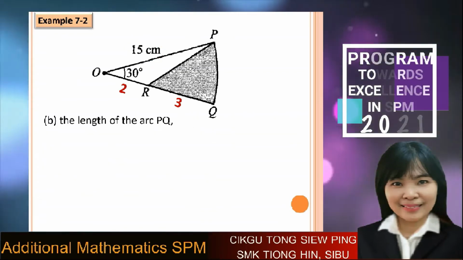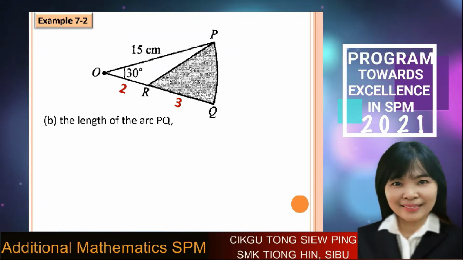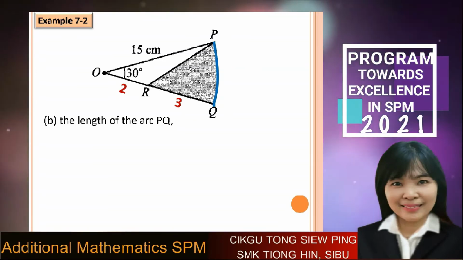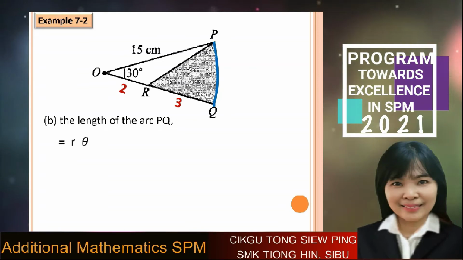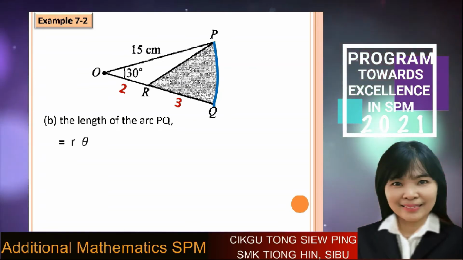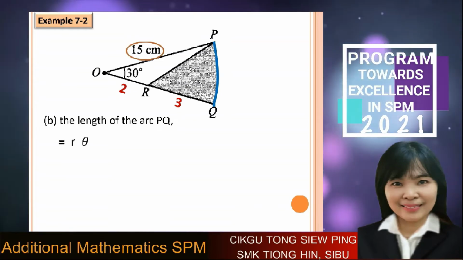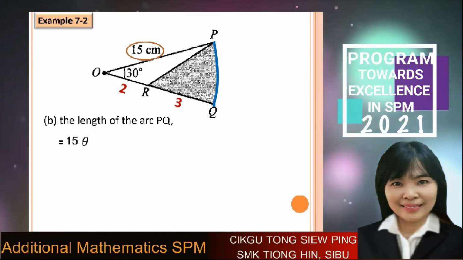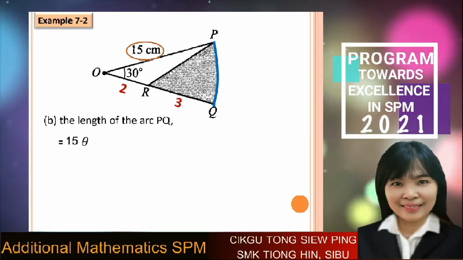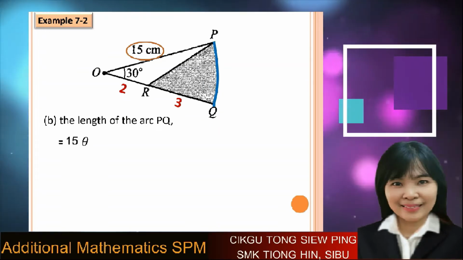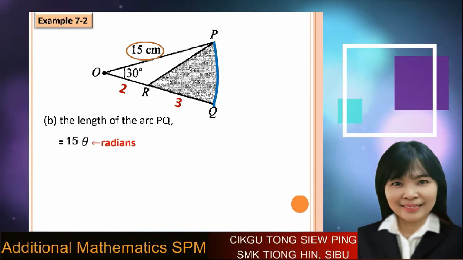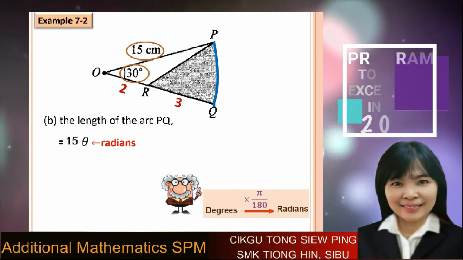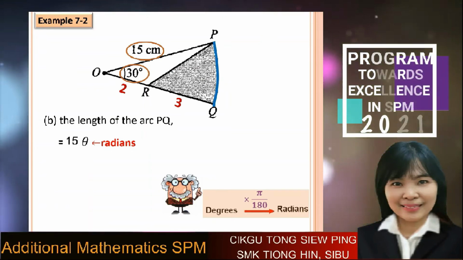Let's solve for part B to find the length of the arc PQ. To solve this, we can use the formula of length of arc, that is S equal to r theta. From this diagram, we know that the radius is equal to OP, that is 15. So we can substitute in the 15 here, and the angle in the diagram for the sector POQ is 30 degrees. For this part, we must be very careful because the data here must be in the units of radians. Therefore, we need to do conversion to convert degrees to radians.